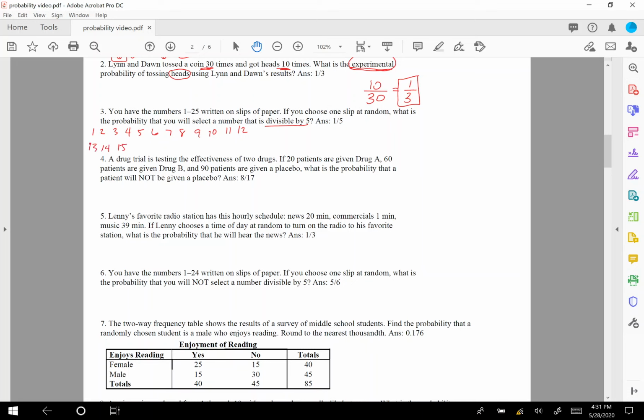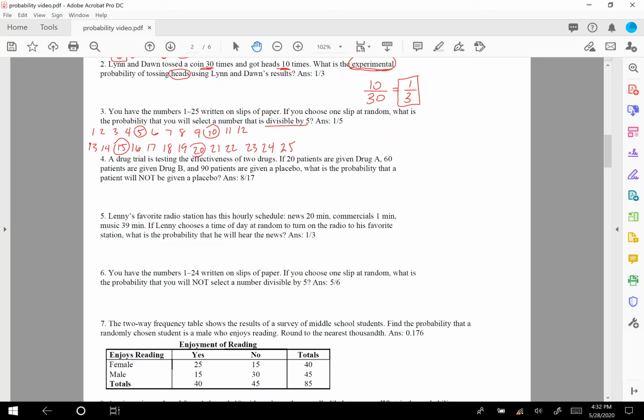13, 14, 15, 16, 17, 18, 19, 20, 21, 22, 23, 24, 25. Okay, so now we want to know what is the probability that we're going to get a number that is divisible by 5. So let's go through and see which of these numbers we can divide by 5. Okay, 1, 2, 3, and 4, I cannot divide those by 5. But 5, can I divide it by 5? Yes. Okay. What's another number that I can divide by 5? Oh, 10. Okay, what's another number that I can divide by 5? 15.